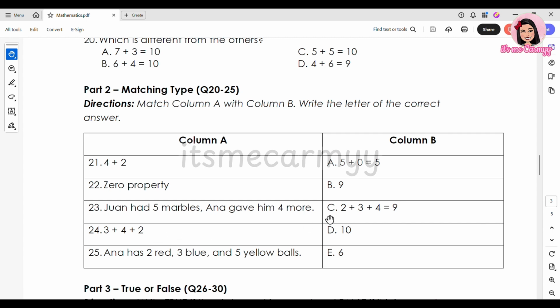24. 3 plus 4 plus 2 is equal to 5, 4, 3, 2, 1. The correct answer is letter C. 2 plus 3 plus 4 is equal to 9. 25. Anna has 2 red, 3 blue, and 5 yellow balls. 5, 4, 3, 2, 1. The correct answer is letter D.